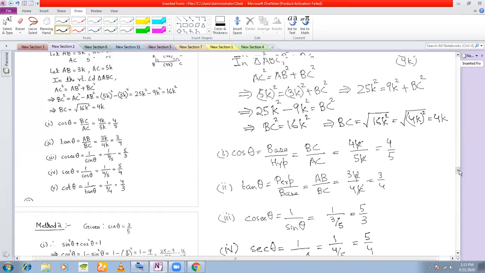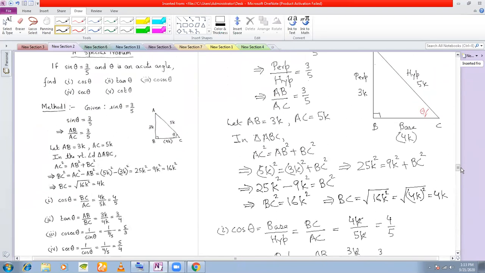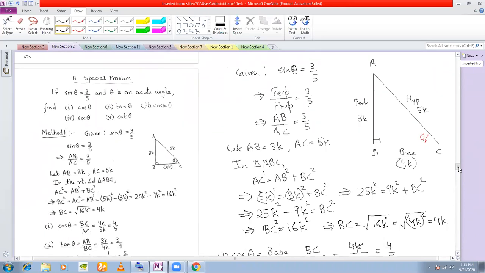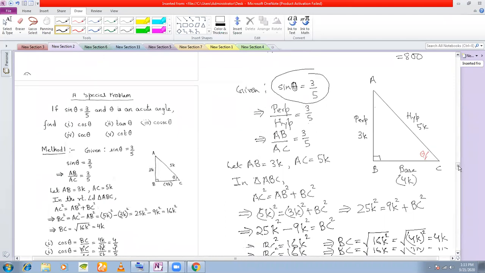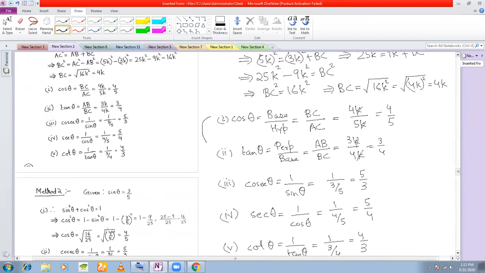What you see in this first method is the easiest of all methods. Given one ratio, sine theta, you have managed to find all the other ratios: cos, tan, cosec, sec, and cot. Similarly, if cos is given, you will be able to find sine, tan, cosec, sec, cot. That is the importance of this problem. Method one that I have discussed here is the easiest of all the other methods. The second method I will discuss tomorrow. I stop here for today.